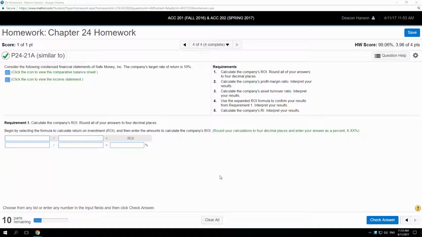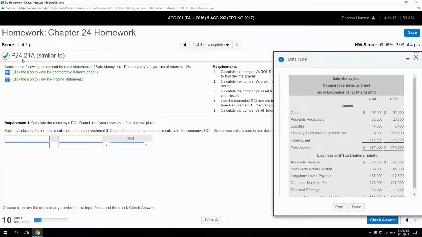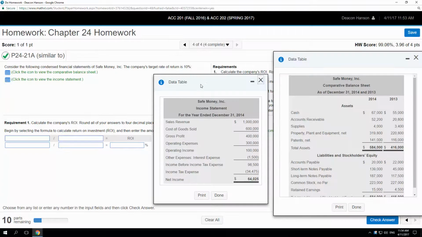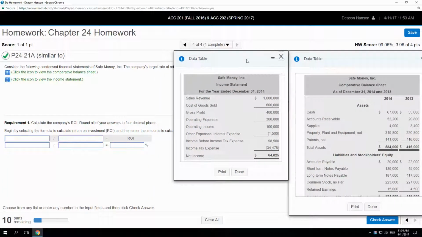Okay, so we're looking at P24-21A again, and it says, consider the following condensed financial statements of Safe Money Inc. The company's target rate of return is 10%. So we got a balance sheet, and we got an income statement. So we got the comparative balance sheet and the income statement.